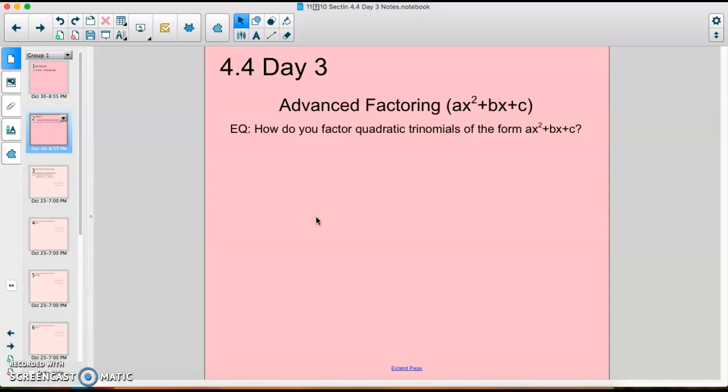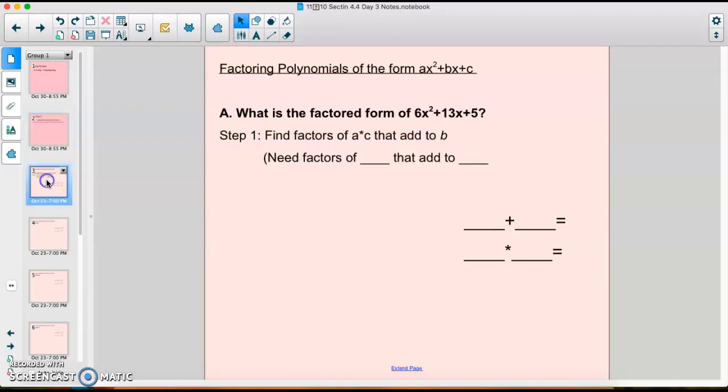Day 3 is what it says in your notes, but obviously we're doing it on day 2 this year. So just make sure you're in the right spot. We are doing advanced factoring today with ax squared plus bx plus c. Make sure that your problems are lining up with my problems. It'll be day 3 of your note packet.